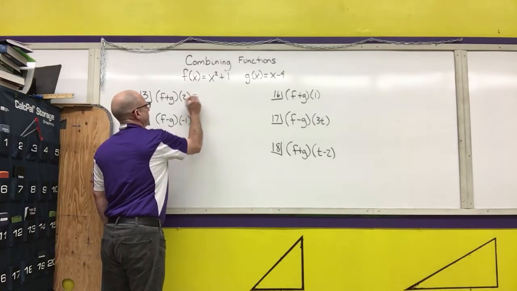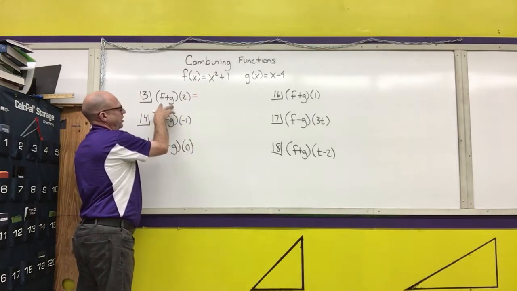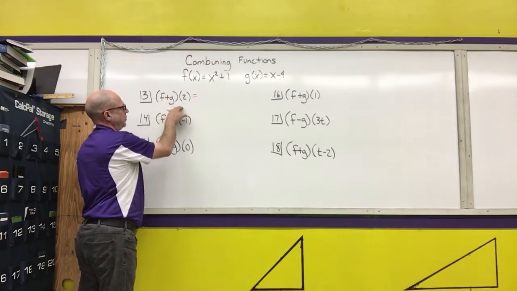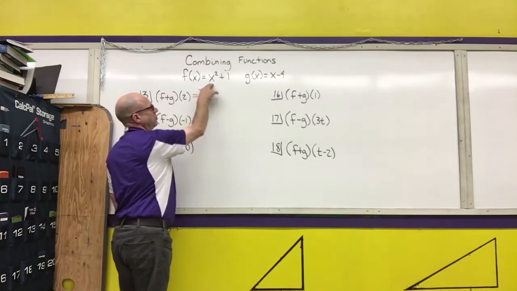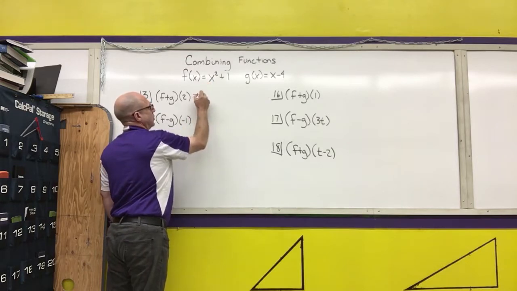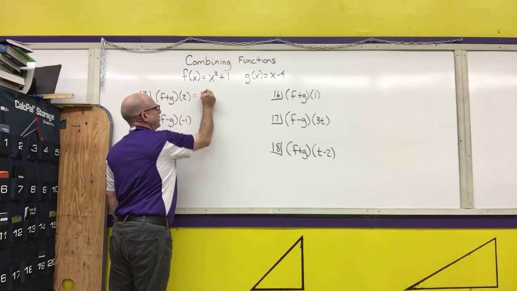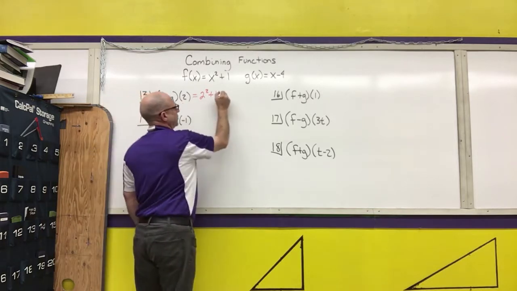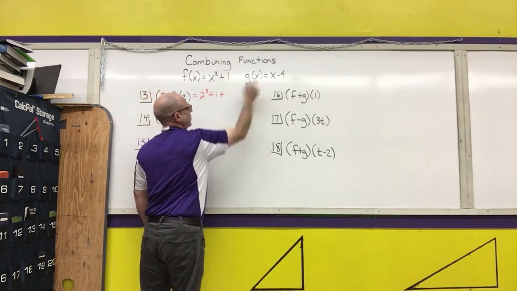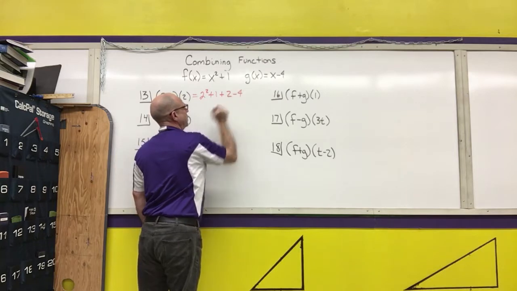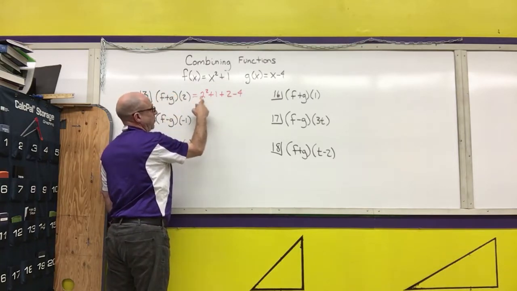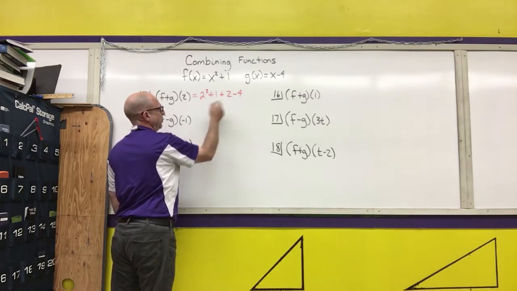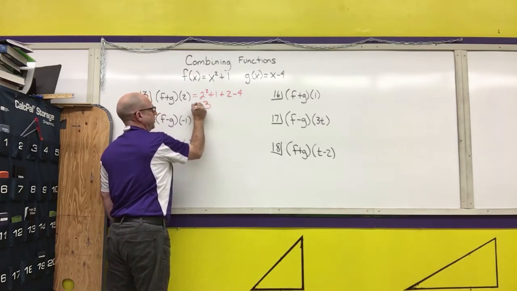So what this tells me is I'm going to do f plus g of 2, and we remember that that is f of 2 plus g of 2. So f of 2 means put 2 into f of x. So I'd write 2 squared plus 1, and then I want to put 2 into g of x, which is plus 2 minus 4. Then I simplify. That's 4 plus 1 is 5, plus 2 is 7, minus 4 is 3.